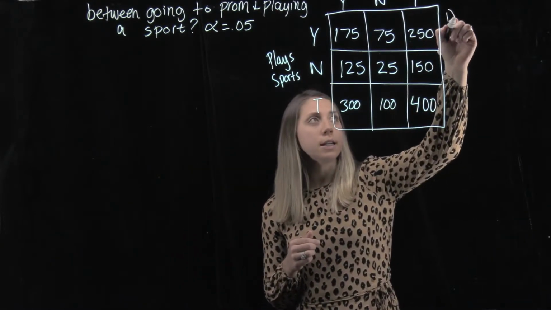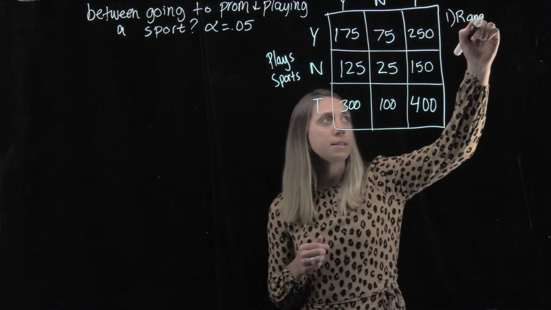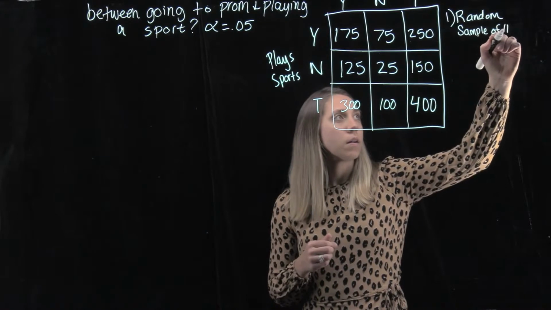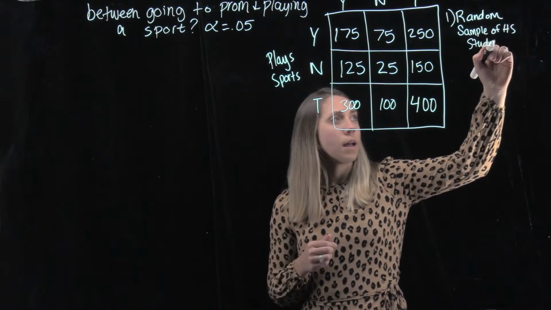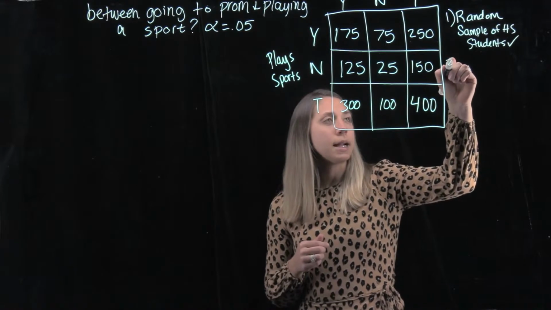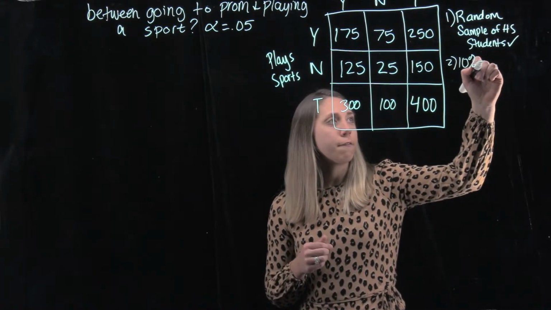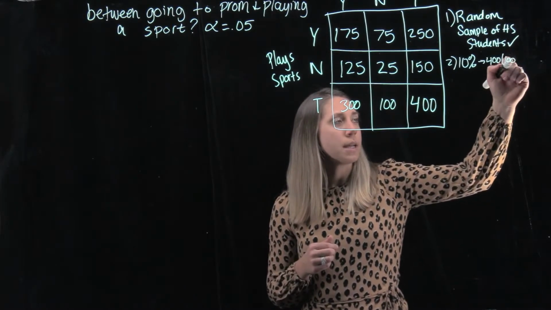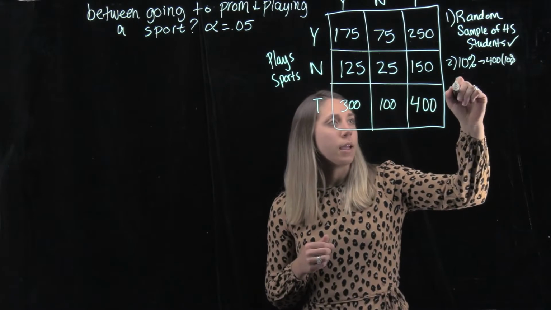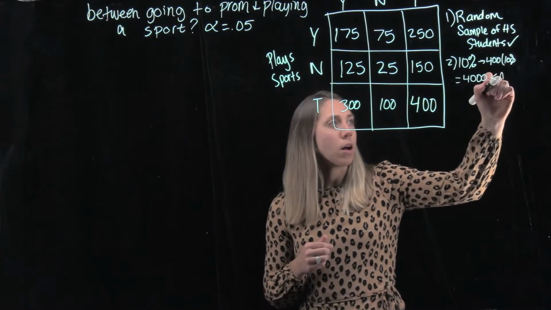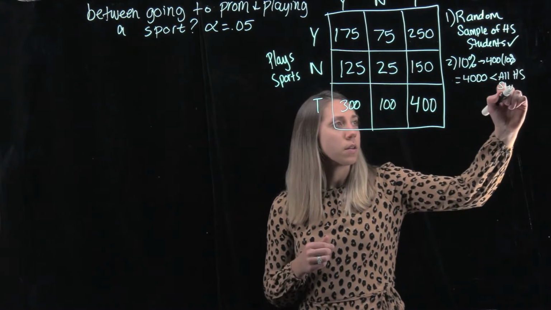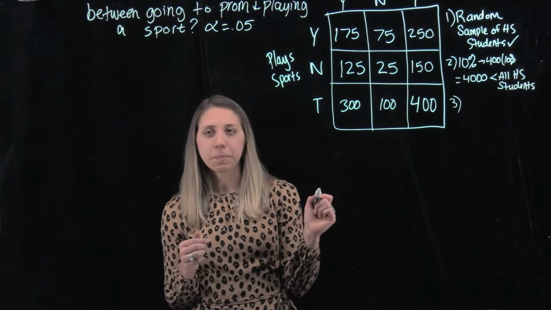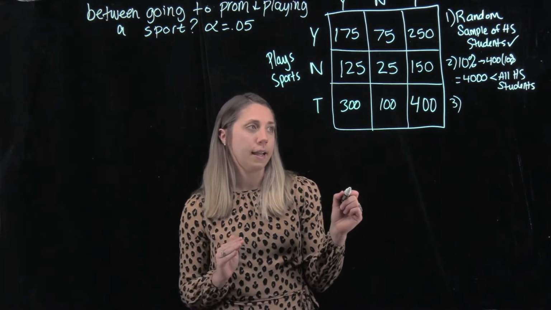Your first condition is that it's a random sample of high school students. And then your 10% condition is that 400 times 10 equals 4,000, and that's less than all high school students. And then your third condition is that your expecteds are all bigger than 5.